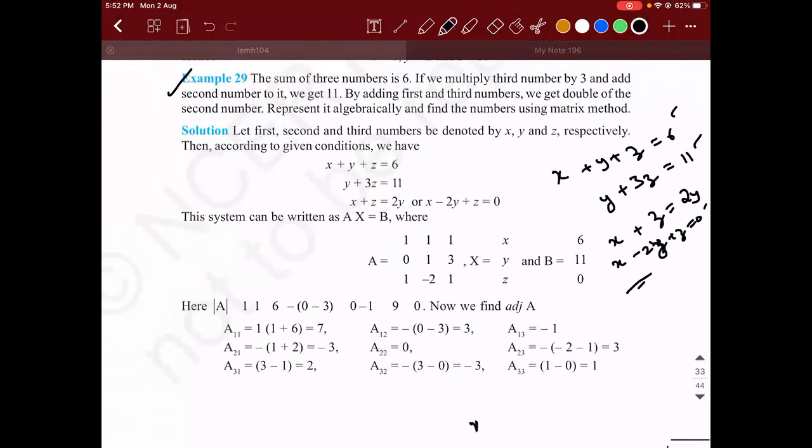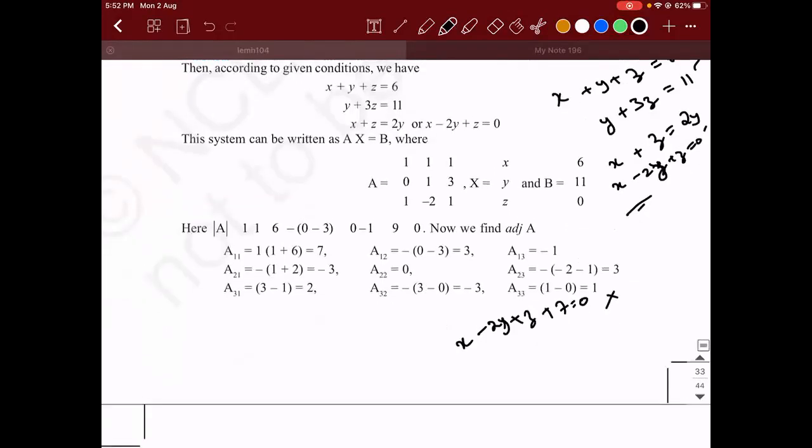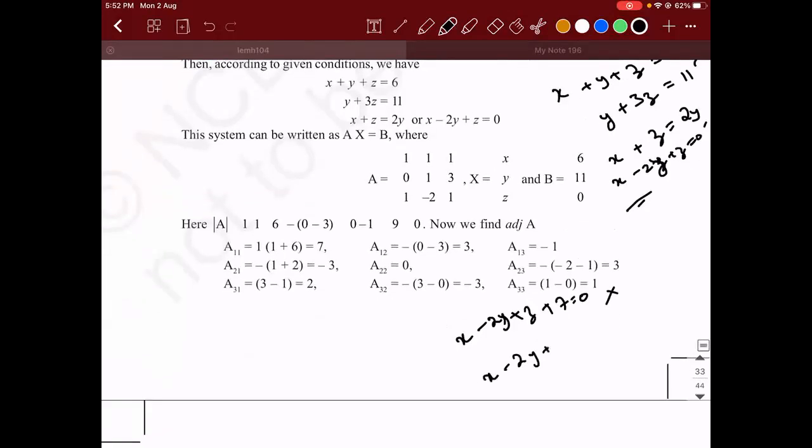See, x minus 2y plus z plus 7 is equal to 0 should not be there. This should not be the formula. But x minus 2y plus z can be 0. This is accepted. But sir, if all three are like that, then B will be 0, 0, 0, and if you multiply A inverse with the 0 matrix, the answer will be 0, sir. You're saying all the constants cannot be 0?